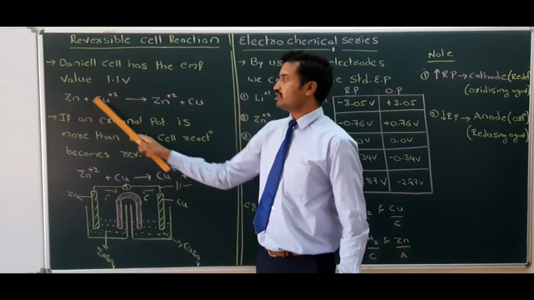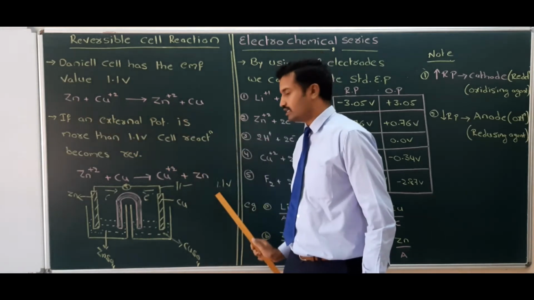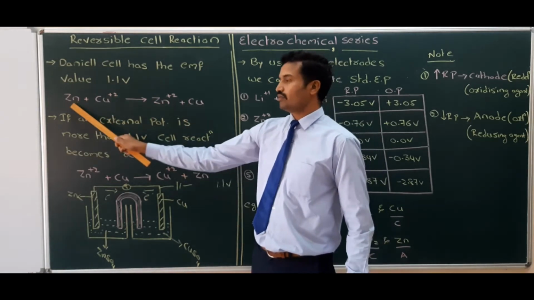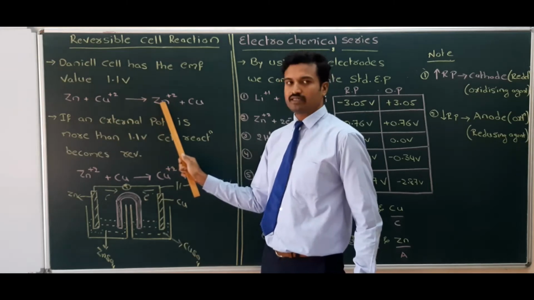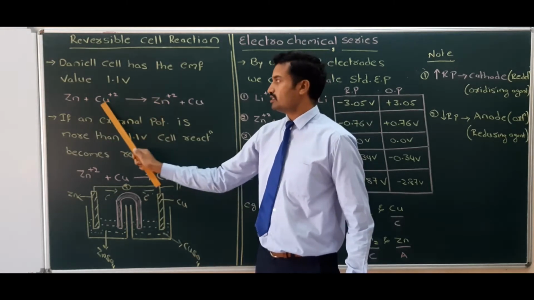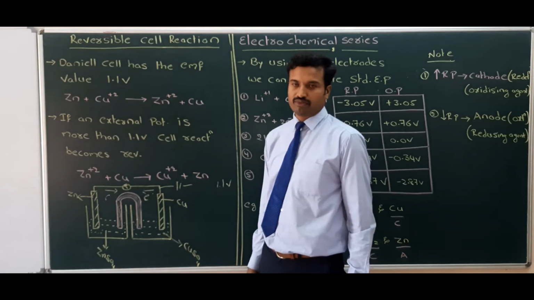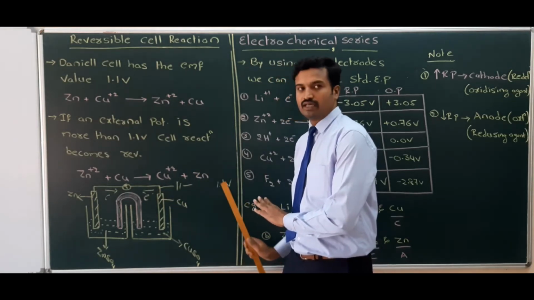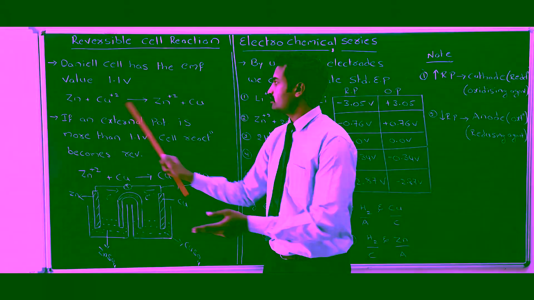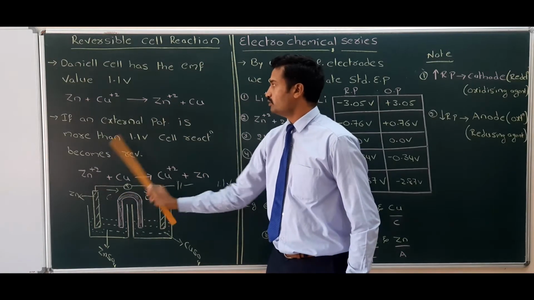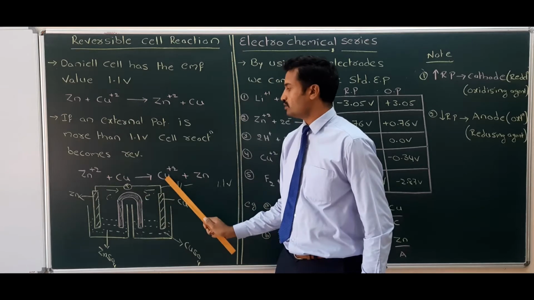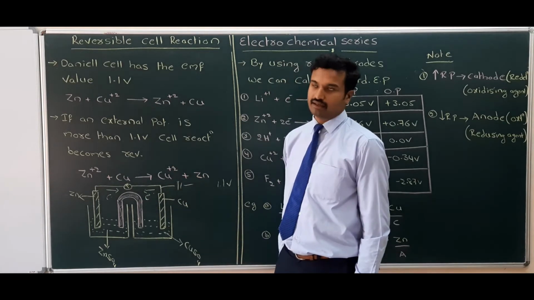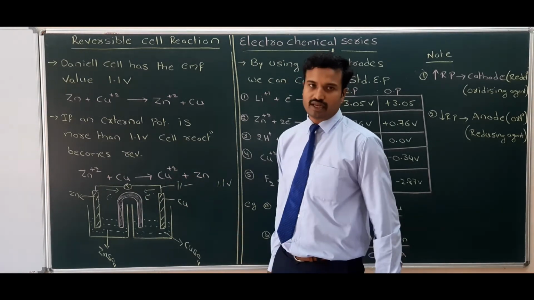According to the Daniell cell, this is the reaction. When the voltage is less than 1.1 volts, Zn is converted to Zn2+, which is oxidation, and Cu2+ is converted to Cu. If the external voltage is more than 1.1 volts, the cell reaction is reversed. The reverse reaction is Zn2+ plus Cu giving Cu2+ plus Zn. This is about reversible cell reaction.